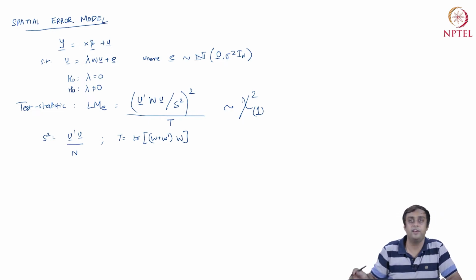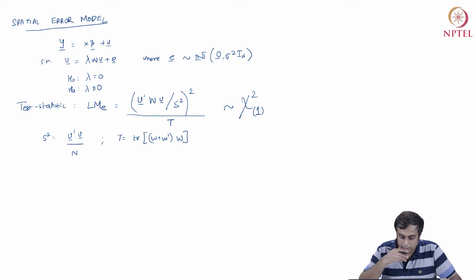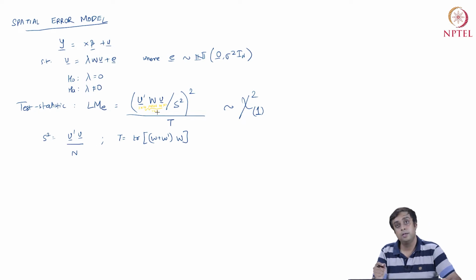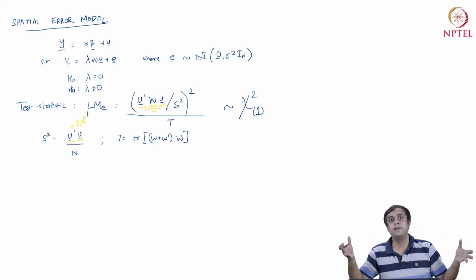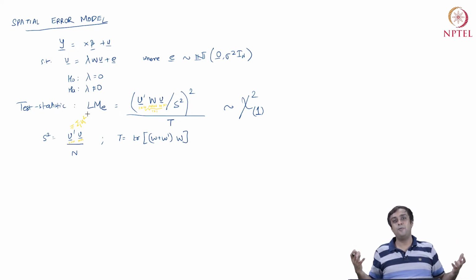So now let's look at what we are really writing here. It's a lot of notation. What's up with the Lagrange multiplier statistic? In this numerator, u prime is 1 by n, this is n by n, W is n by n, and this is n by 1. So I am looking at a scalar, 1 by 1. The scalar is divided by s squared. S squared is nothing but u prime u by n, again 1 by n, n by 1, a scalar. This u prime u can also be seen as the summation over i of u_i squared. So it's the sum of squared errors divided by n, which is nothing but the sample variance.